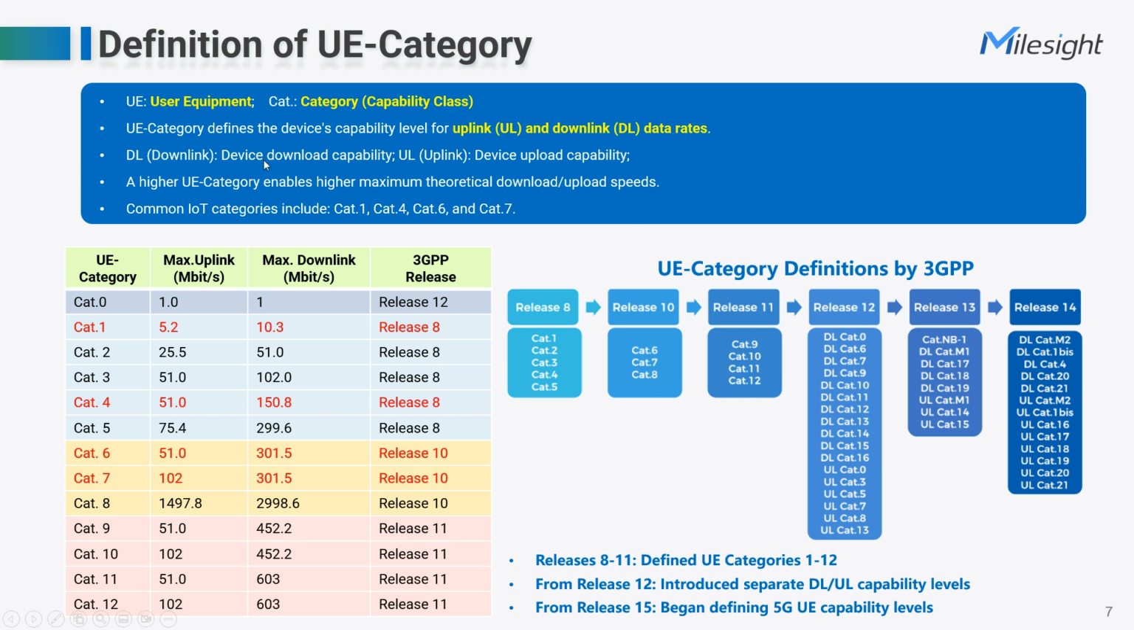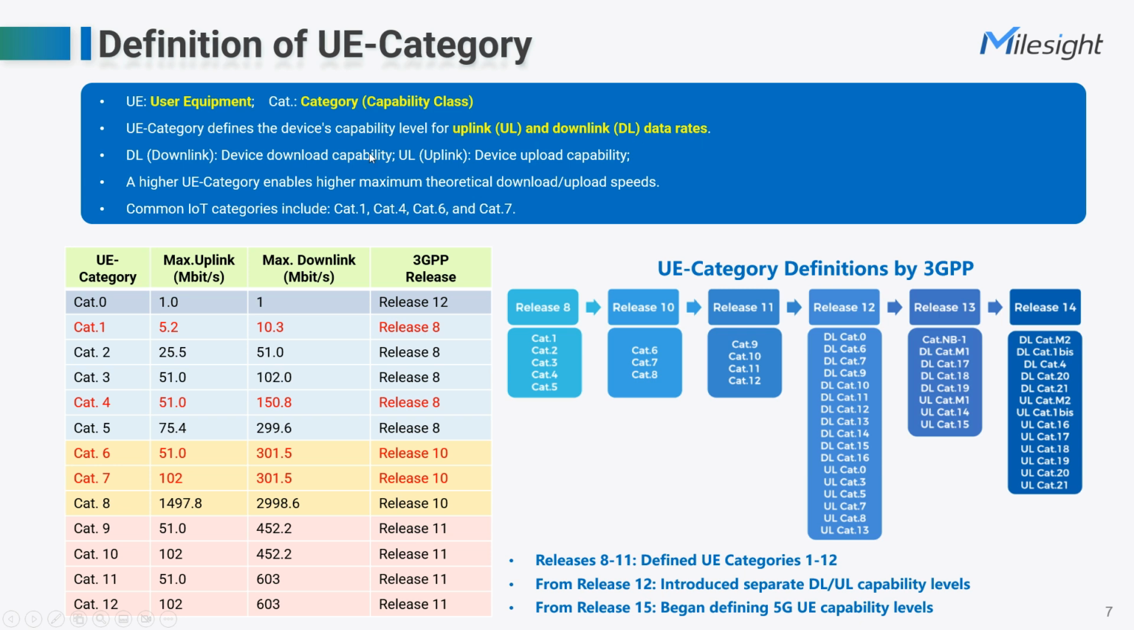Let's break that down. UE stands for user equipment. That's your phone, an IoT module, any device that connects to the network. And CAT is simply short for category. So a UE category is basically a device's capability class. It tells the network exactly what kind of upload and download data speeds that device can handle.